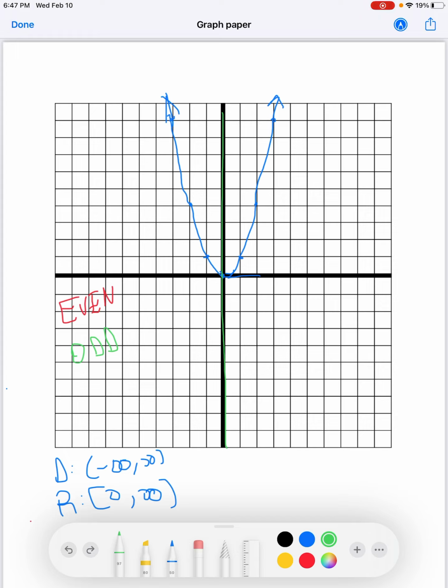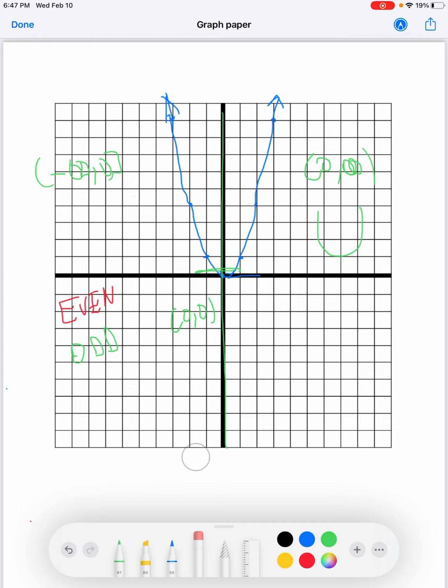The relative minimum is at 0, 0 because that's the lowest point, and then it decreases from negative infinity to 0, and it increases from 0 to positive infinity. And the graph looks like a U. So there you go. That is it for this video, because that's the first 4 parent functions, but we'll be looking at some more in the next couple videos.